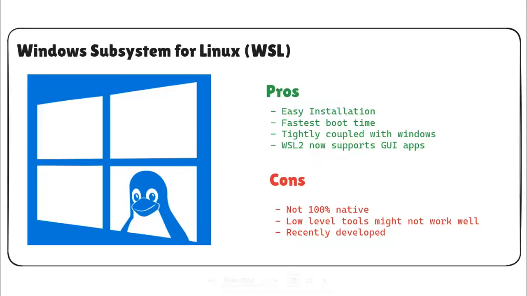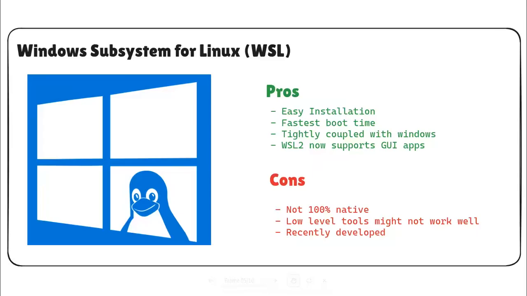And the third point is that it is recently developed. Why is this a problem? Because there will not be very good community support. If some new software has emerged, there is a good chance that you may encounter a problem which others have not encountered. So in such scenarios, you might not be able to get help from the community.